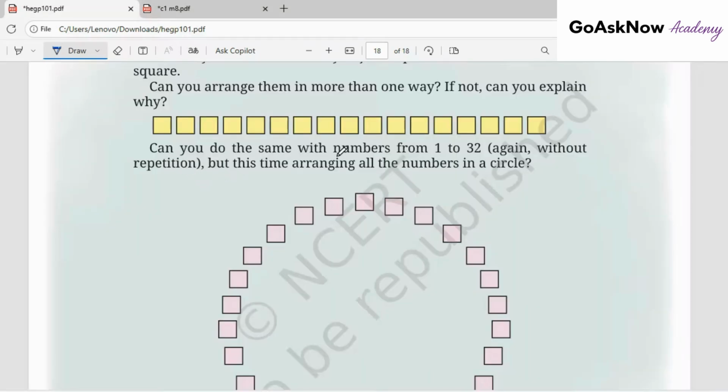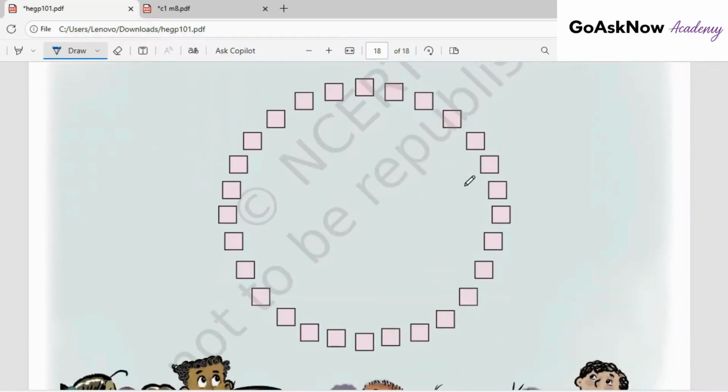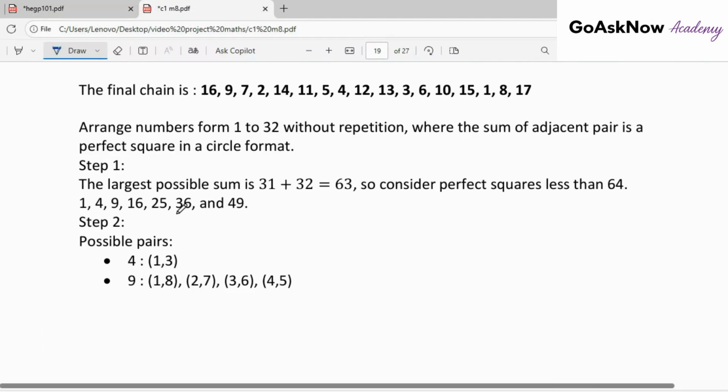Next, can you do the same with numbers from 1 to 32 again without repetition, but this time arranging all the numbers in a circle? Now, let us calculate that. The largest sum possible is 31 plus 32, which is equal to 63.